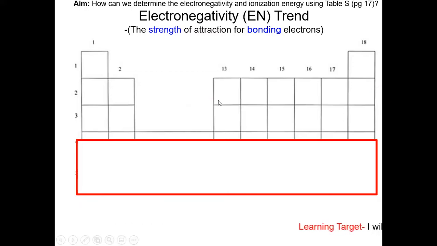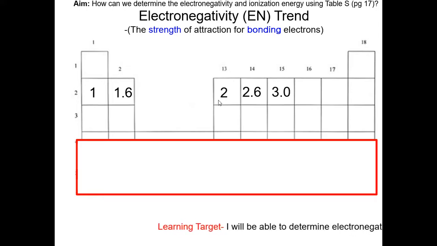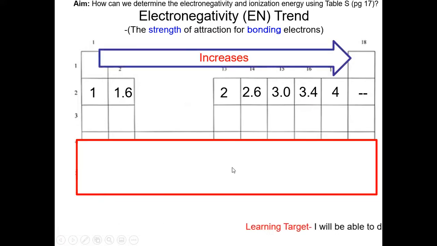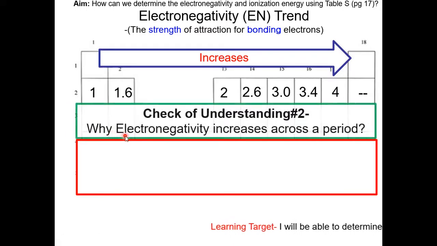Okay, let's go over the answer. So lithium is 1, beryllium is 1.6, boron is 2, carbon is 2.6, nitrogen is 3, oxygen is 3.4, fluorine is 4, and neon does not have a value. So by looking at this, the trend is obviously increasing from left to right. The question is, why does electronegativity increase across a period?